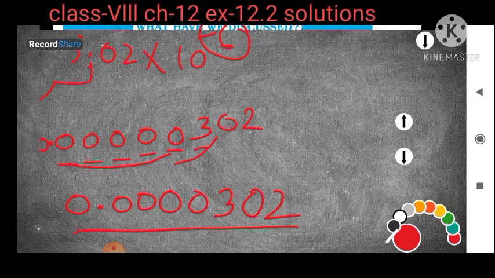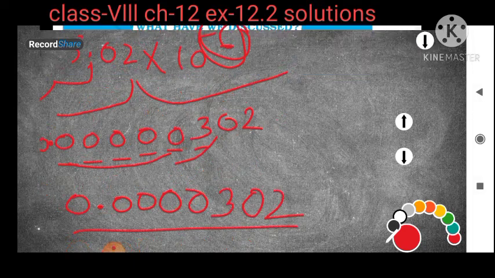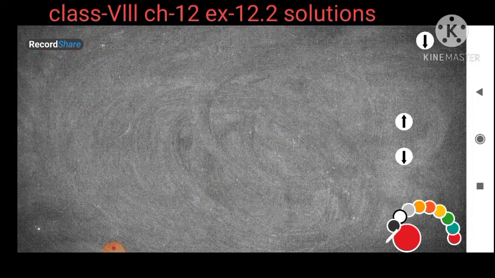So you just have to see the power. If the power is negative, then according to the power this point will move to the left-hand side. If the power is positive, then the point will move to the right-hand side. This much you have to keep in mind. So what is the answer? The answer will be 0.000302.